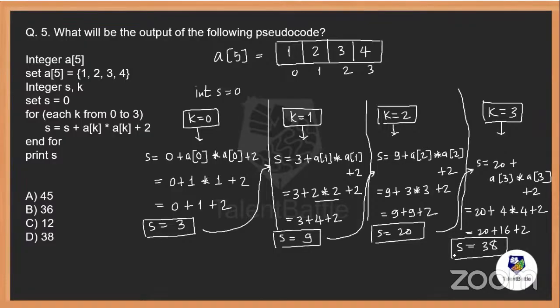And my for loop also terminates. After that, we have to print the value of s, meaning the latest value of s is 38. So the final answer will be option D, 38.